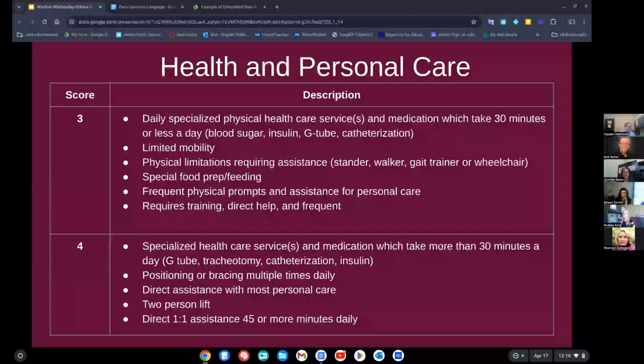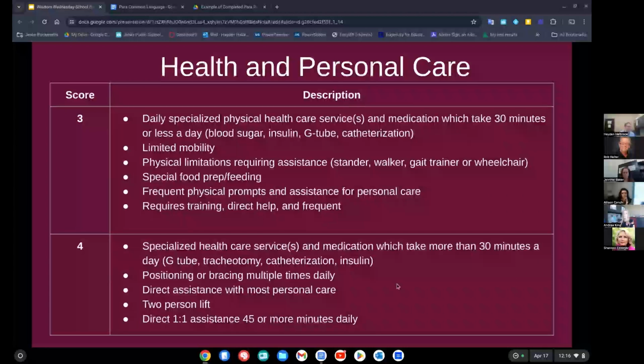They have limited mobility, physical limitations requiring assistance, possibly a walker or wheelchair, special food prep, frequent physical prompts and assistance for personal care, and then they require training, direct help, and frequent assistance. And then this last one here is the most severe: specialized healthcare services, medications that possibly take a longer time to provide, bracing or positioning, direct assistance with personal care, possibly a 2-person lift, and oftentimes might be direct 1-to-1 assistance.